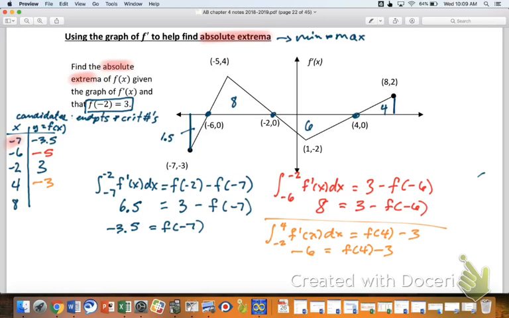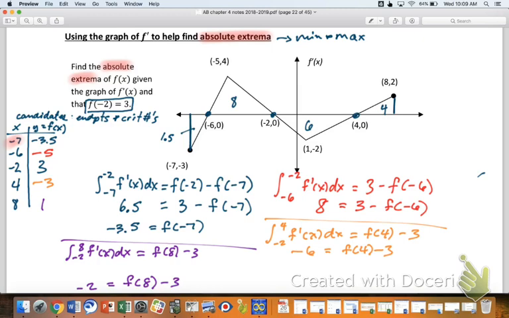And then the last one would be integral from negative 2 to 8 of f prime. That would equal f of 8 minus 3. It's very repetitious at this point, right? We're basically setting up the same sort of integral repeatedly. What about the integral from negative 2 to 8? It's negative 2. So negative 2 equals f of 8 minus 3. So you add 3 over and you get 1.